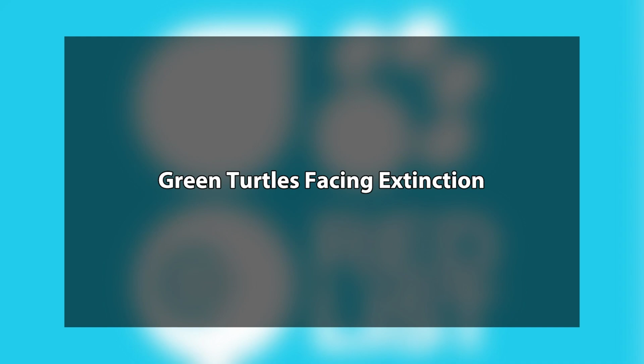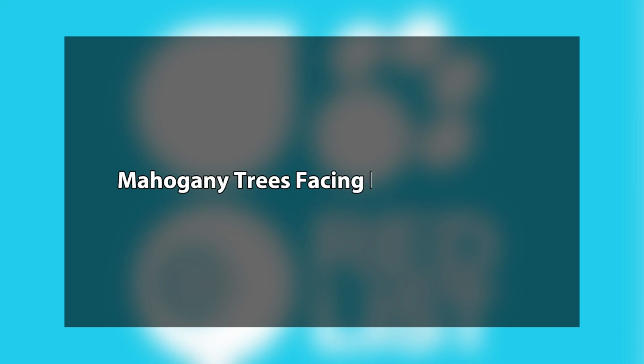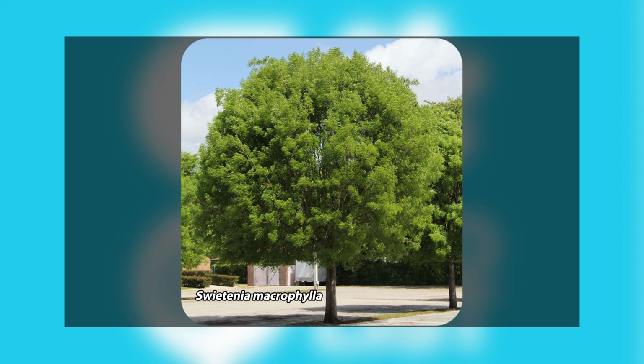Green turtles facing extinction. Central South Pacific and East Pacific green turtle populations are respectively endangered and vulnerable. Climate change poses threats throughout their life cycle, impacting hatching success and food sources. Then we have mahogany trees that are facing endangerment. The big leaf mahogany, Swietenia macrophylla, a sought after timber tree, shifts from vulnerable to endangered. Unsustainable harvest, urban encroachment and illegal logging contribute to a 60% reduction over 180 years.